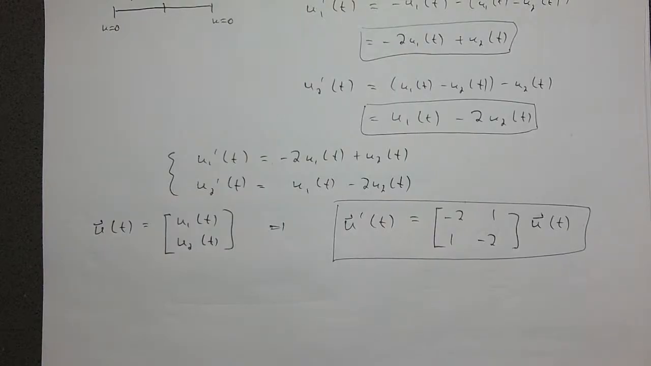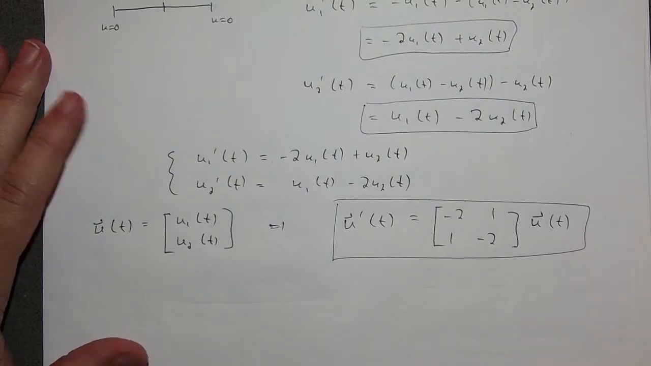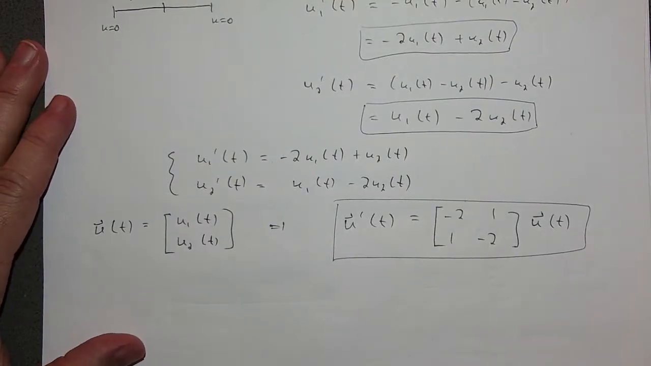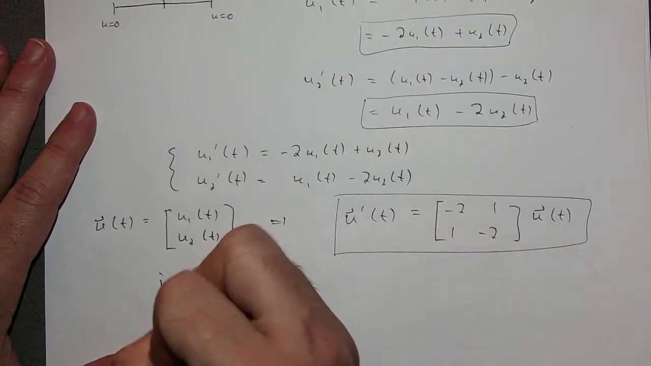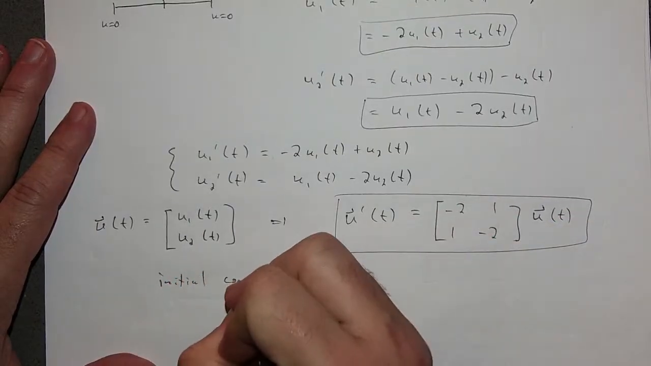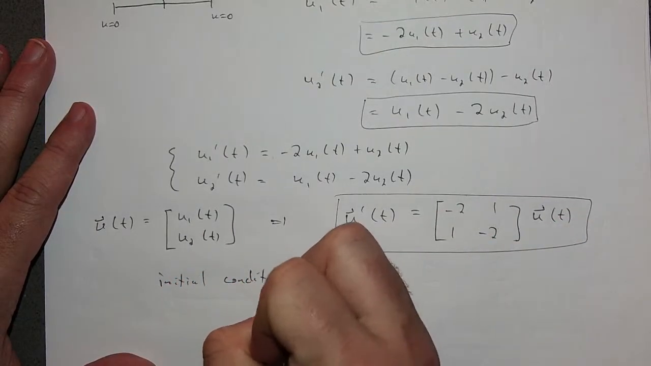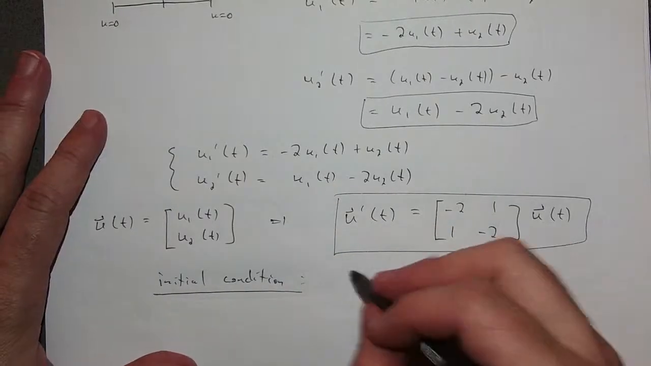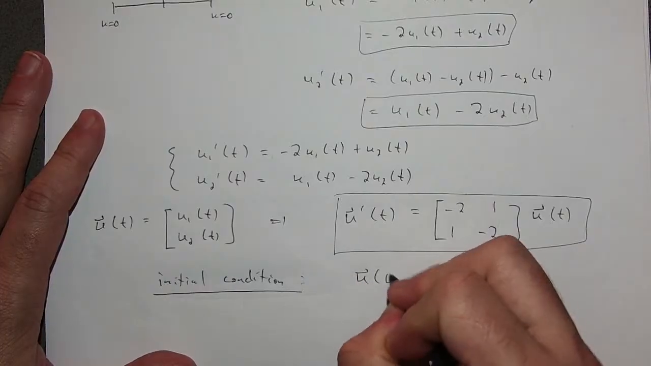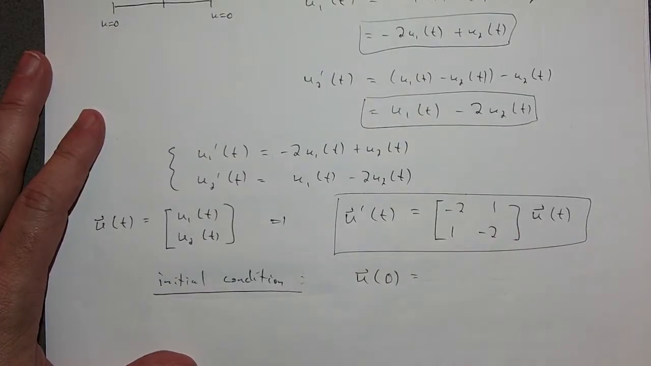Now, it turns out that in order to get a unique solution out of this, I need to specify what is called an initial condition. An initial condition could be specified at any time I'm calling my initial time. It doesn't have to be 0, but frequently it is 0. So what I need is an initial vector.